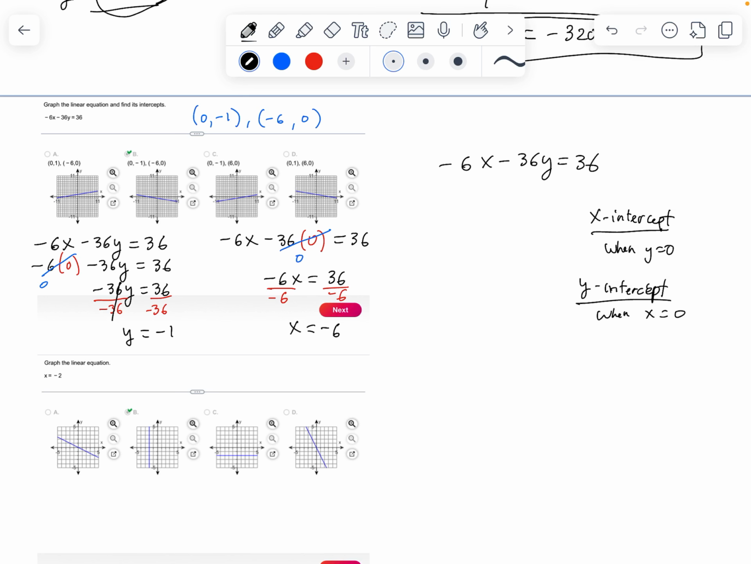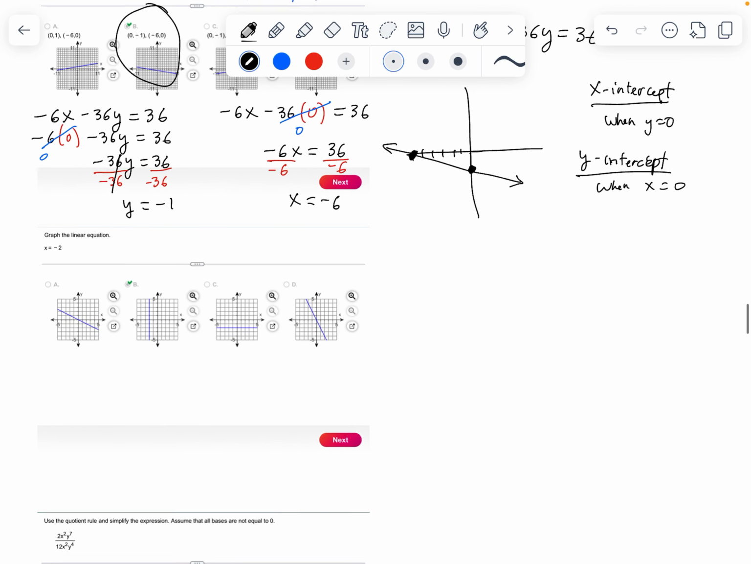So with those 2 points, we can make the graph. We say x 0, y negative 1 will be here. X negative 6, we go negative 2, 3, 4, 5, 6, and then y is 0. We don't go anywhere, so we stay right here. And that will yield a line like this. That will be the answer B.